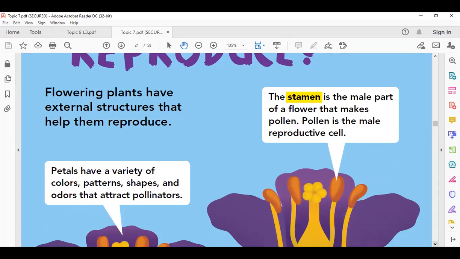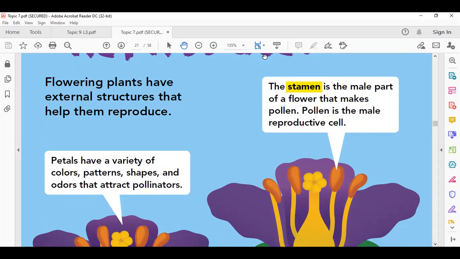First, look up here, do you see this? Look here, this part, this one and this one and this one are called stamens. One of them is called a stamen. So we have these, and their name is stamens.